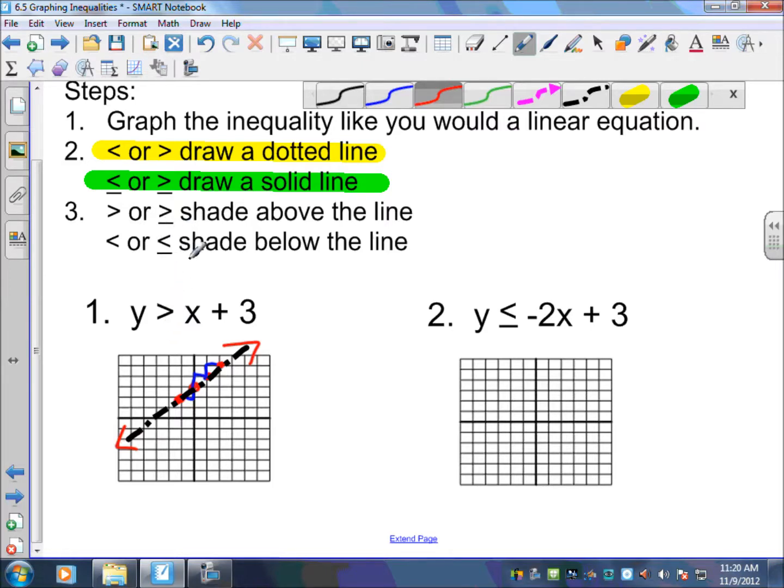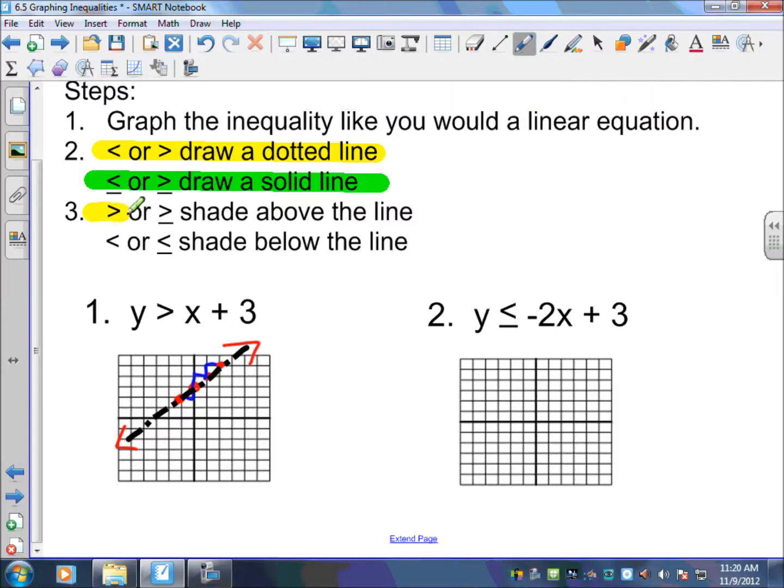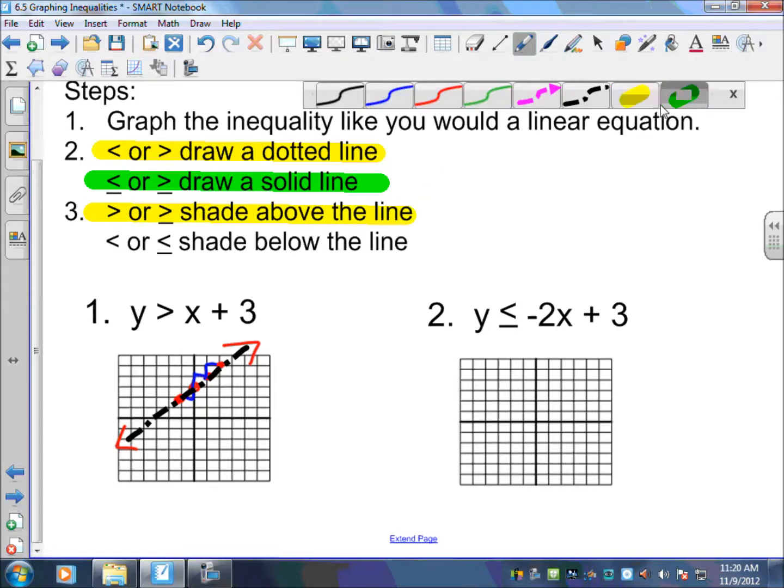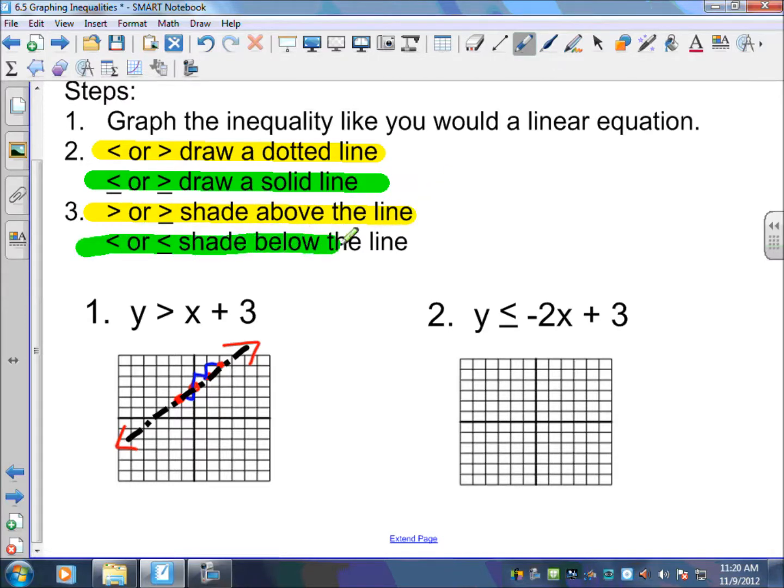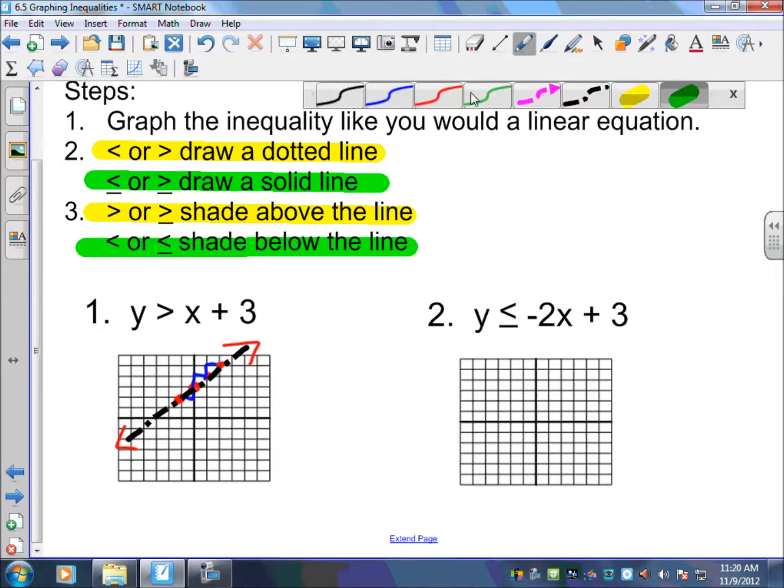Now, we have one more thing to look at. If it is a greater than symbol, we shade above the line. If it is a less than symbol, we shade below the line. Why do we shade above or below? Here's why. This is a greater than symbol, so we're going to shade above the line.